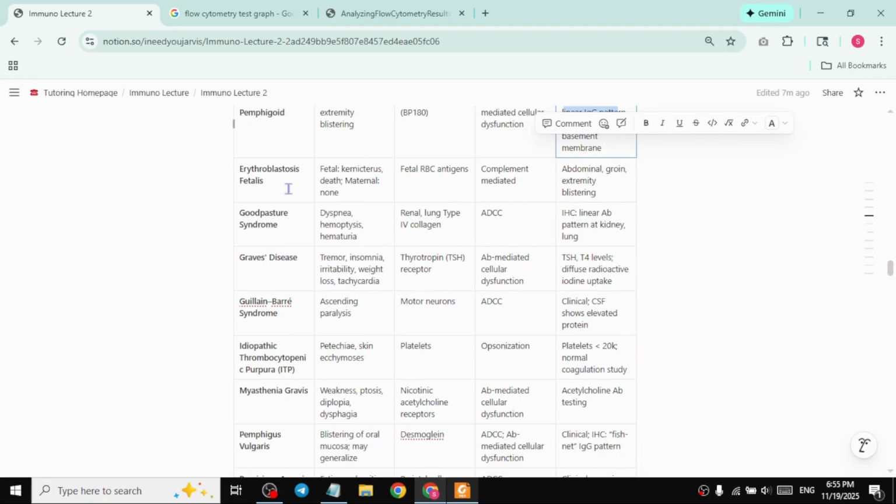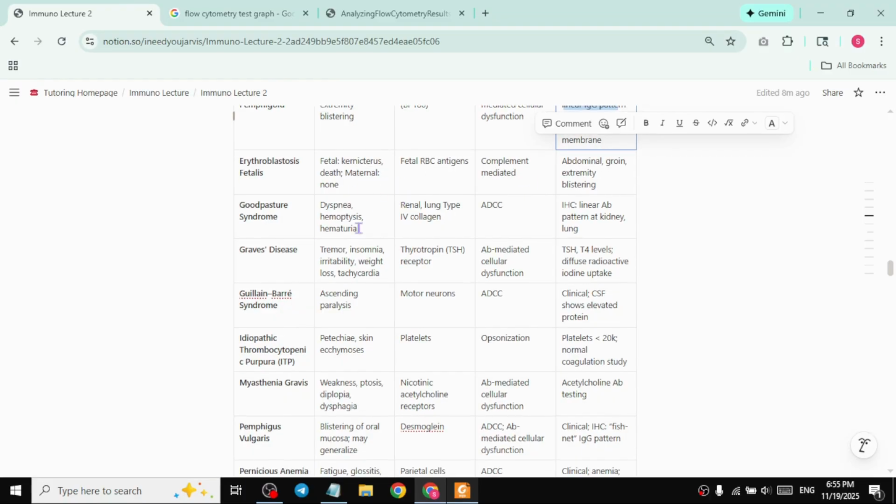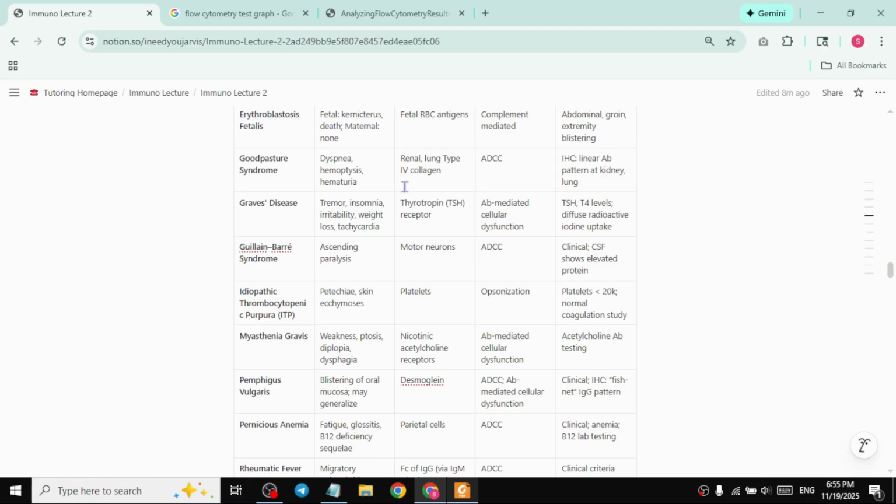Next comes erythroblastosis. If you study this, it's pretty easy. It's just Rh positivity, negativity. Usually, it's complement mediated, right? And the RBC antigens used are the Rh antigens, right? Goodpasture syndrome, part of nephritic phenomena, right? How is it happening? It's because you have antibodies against the type 4 collagen in the basement membrane of the lung and the nephrons, right? Leads to ADCC activation. So natural killer cells will sort of just destroy the kidney and the lungs.